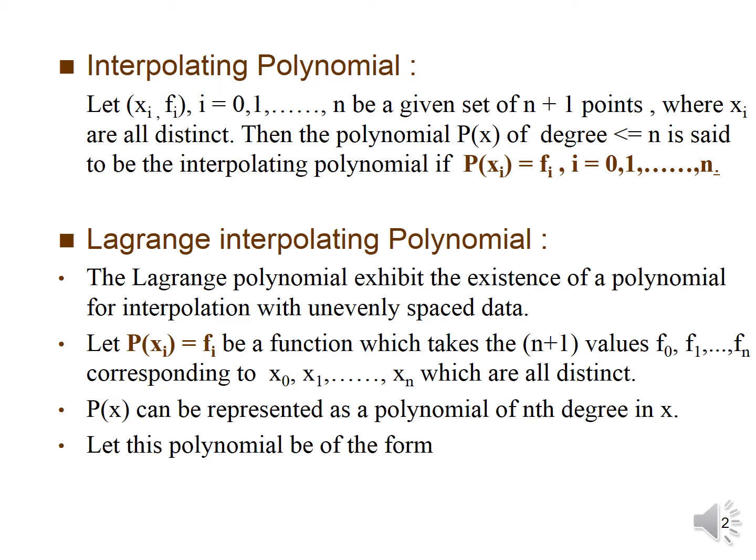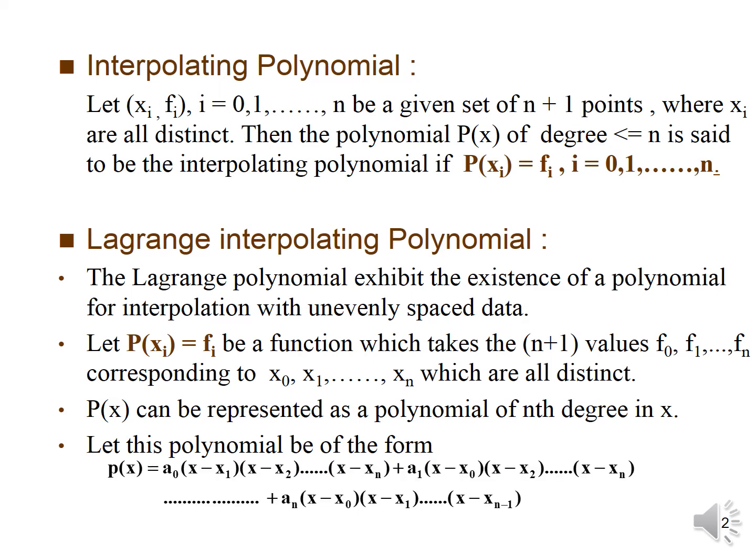Let this polynomial be of the form, and finally we will find the exact form of this. It is p(x) is equal to a0 (x minus x1)(x minus x2) up to (x minus xn), plus a1 (x minus x0)(x minus x2). See here, x1 is not there, and in the previous term x minus x0 was not there, up to (x minus xn), plus an (x minus x0)(x minus x1) up to (x minus x(n minus 1)). Here x minus xn is not there.